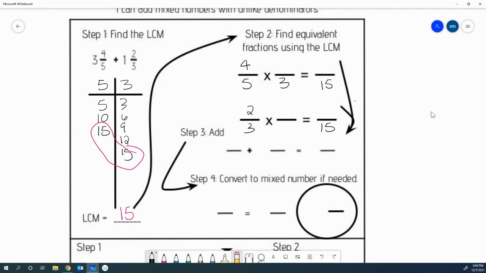And if I multiply the denominator by 3, I also have to multiply the numerator by 3, because whatever you do to one, you also have to do to the other. 4 times 3 is 12. Now we jump down to the next fraction. How do I get from 3 to 15? You multiply by 5. If I multiply the denominator by 5, you also have to multiply the numerator by 5. 2 times 5 is 10.